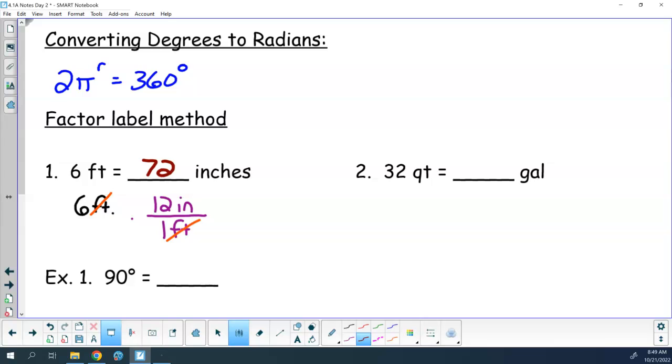4 quarts in a gallon. So we've got 32 quarts. We said that there's 4 quarts. No, is it 4? 8 quarts in a gallon? I think 4. 4 quarts. The quarts cancel off. 32 times 1 is 32 divided by 4 is 8. Yeah, probably go look right here.